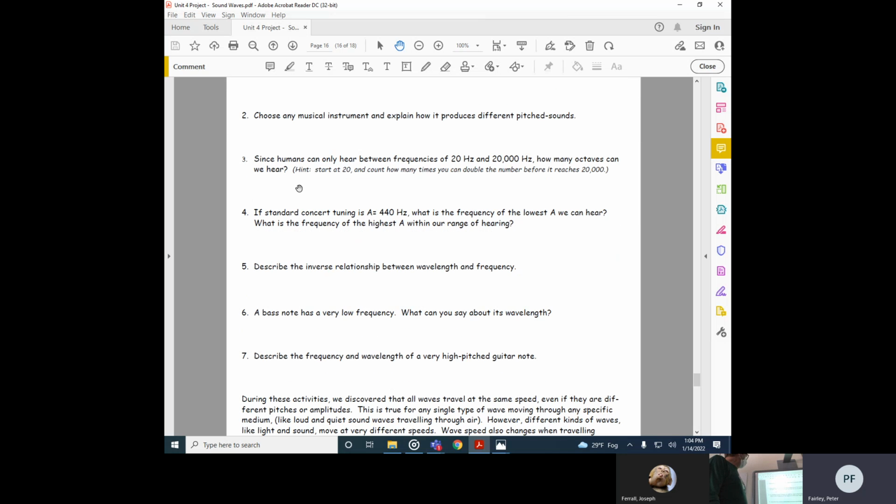The main point of number 3 is knowing about octaves. So have you heard of octaves in music? For example, if we have a piano keyboard, it has 8 notes. I need to draw one more over here. Let's say we start at C. What happens when you get to G?